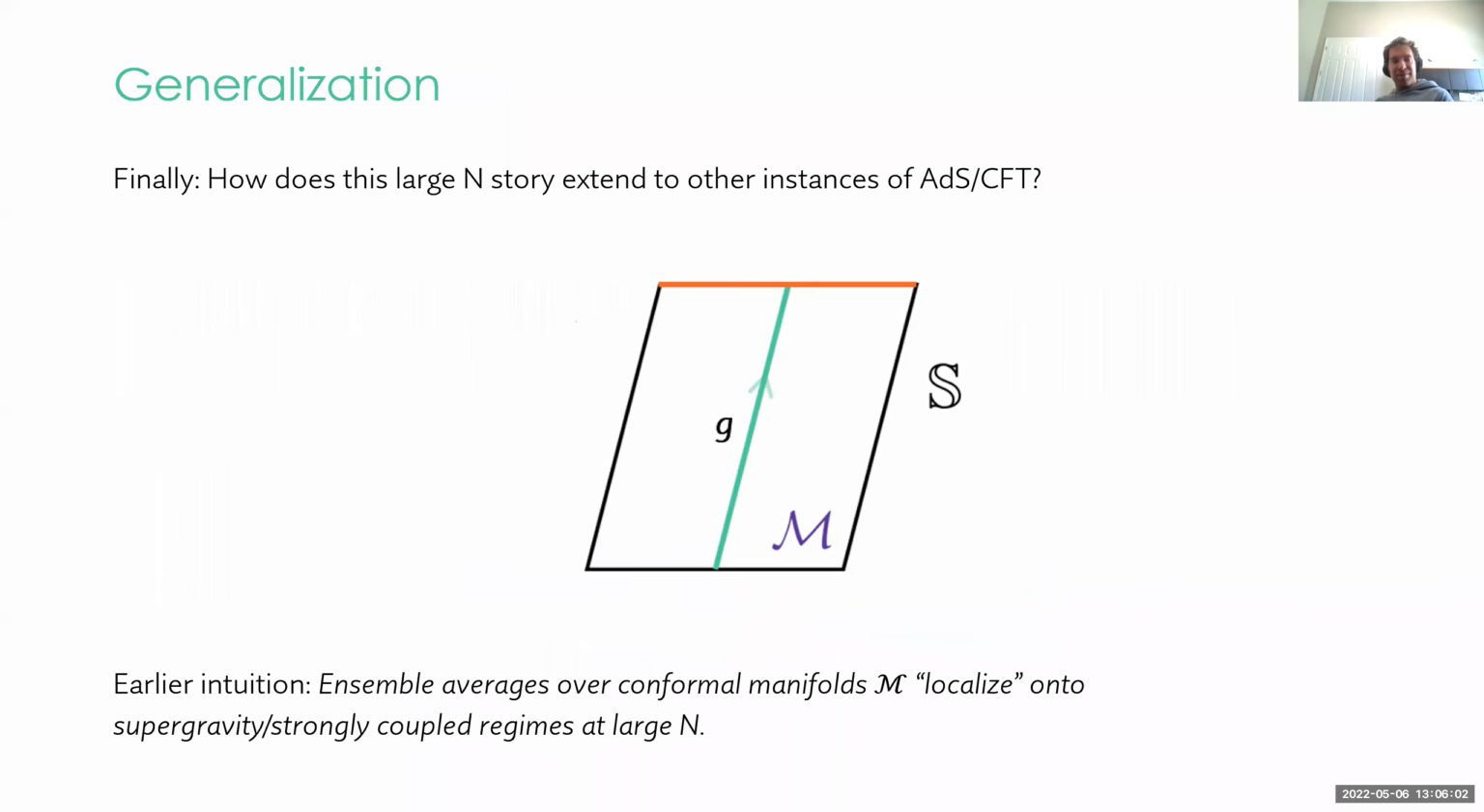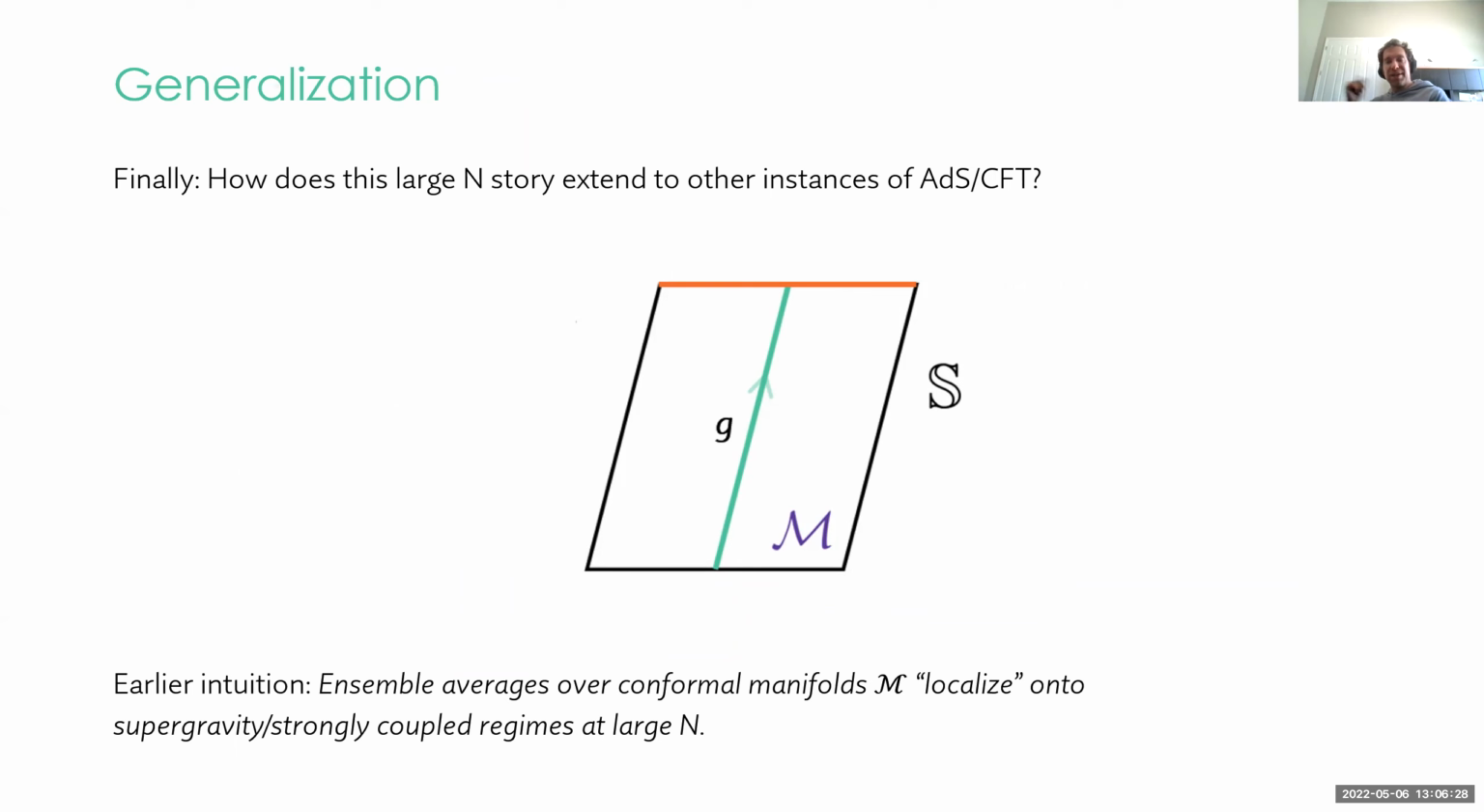Last comment I want to make before concluding is, well, we expect this to generalize to other instances of AdS/CFT, where there are exactly marginal couplings. And the general story should be something like that the ensemble averages over conformal manifolds, or at least subspaces of these submanifolds, localize onto supergravity at large n. Right? That's what we saw for n = 4. And the intuition suggests that this should be true in other situations like that.